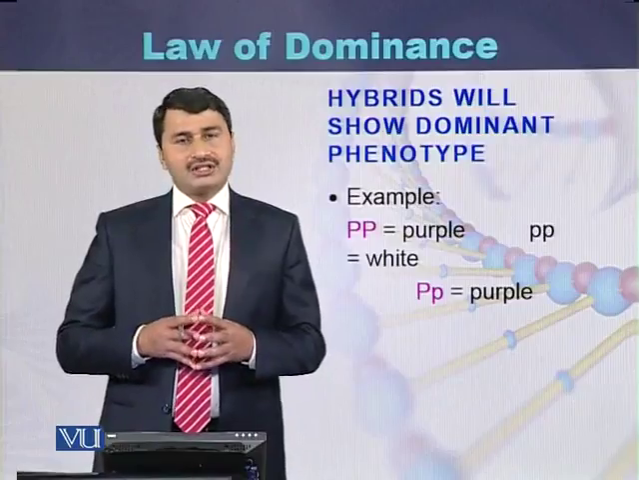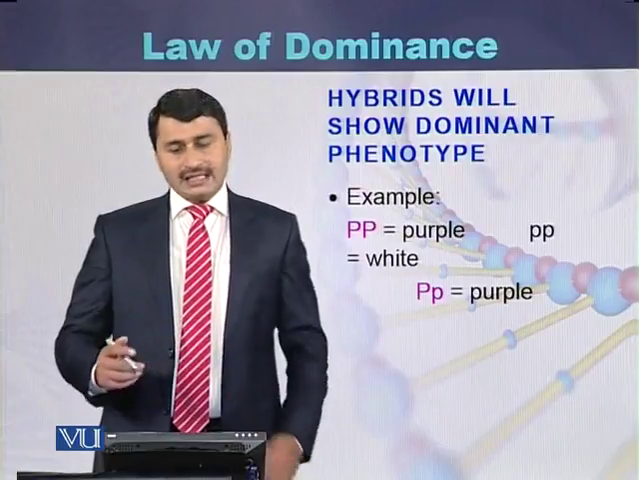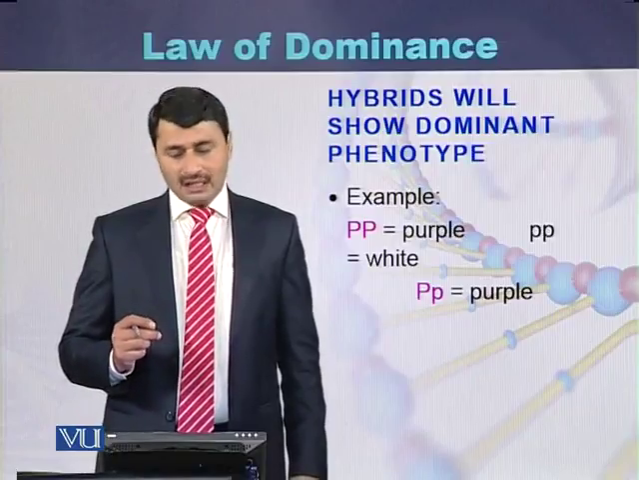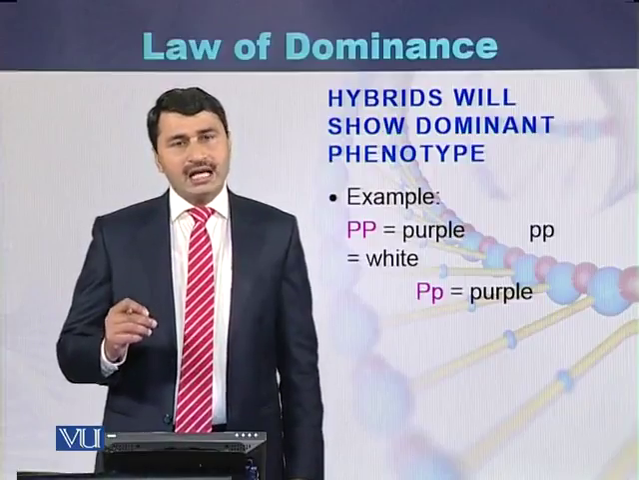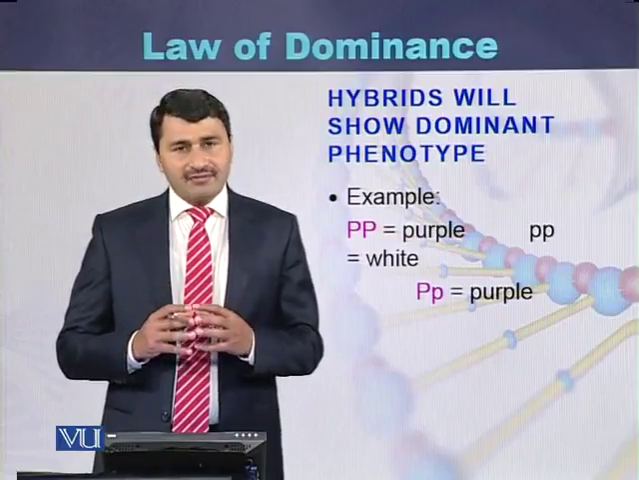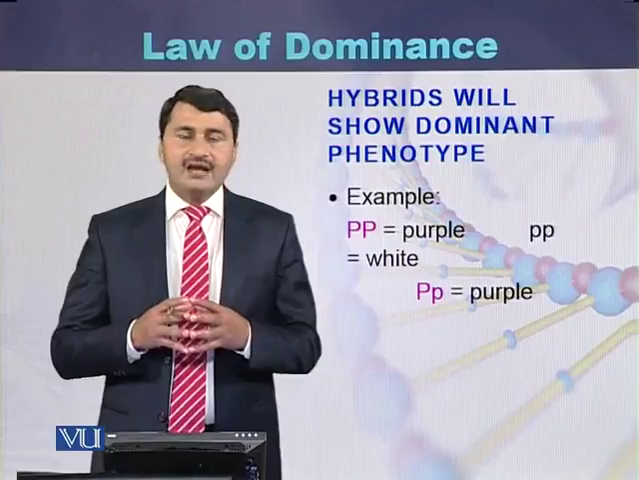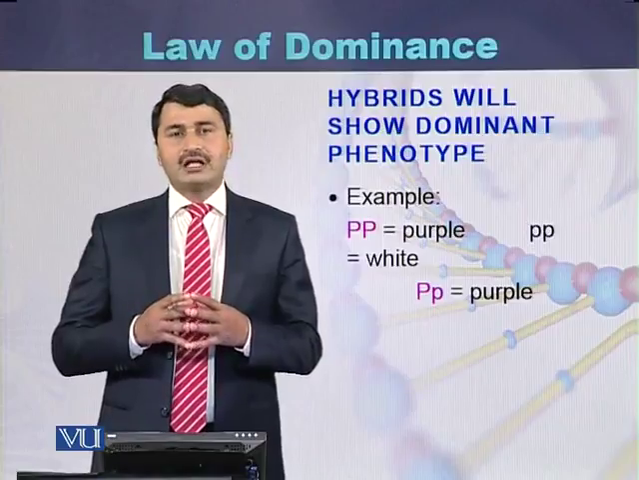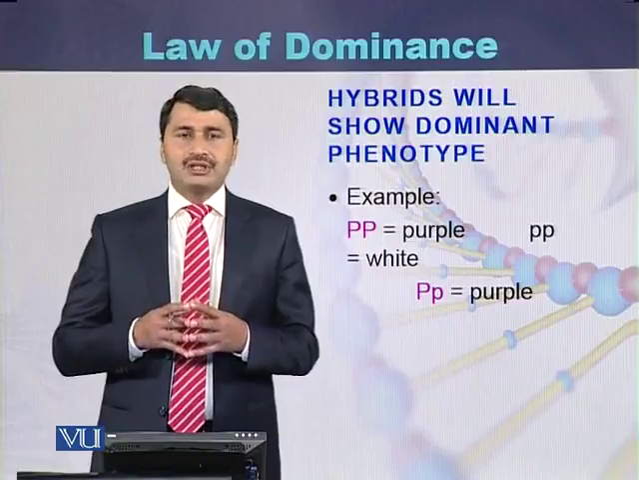If we try to understand this phenomenon at the level of genotypes, we can say that purple color can be labeled as capital P and capital P, while white color flowers can be labeled as small p and small p. Their gametes will reunite during the F1 generation. The F1 generation will be heterozygous, with one capital P and one small p. Because capital P is a dominant character over small p, all the plants will be producing purple color.